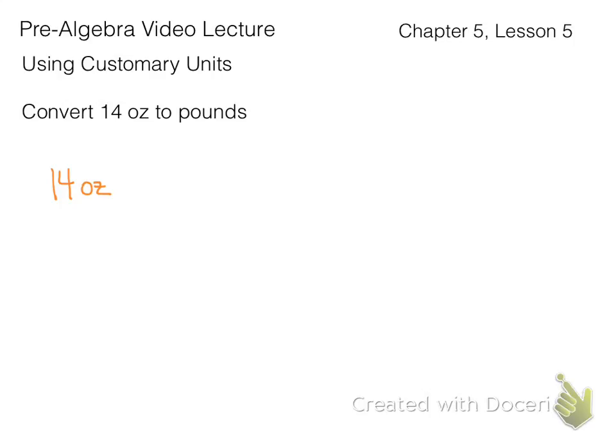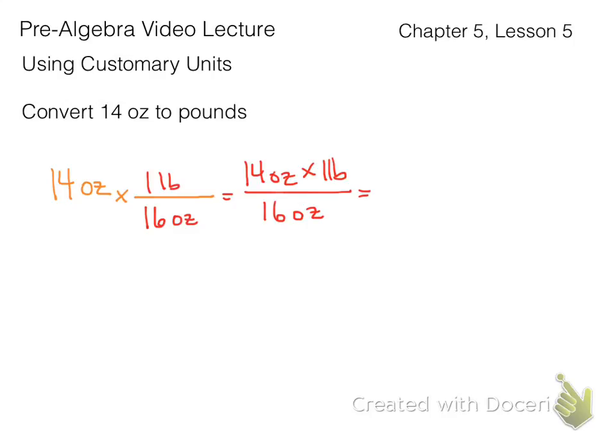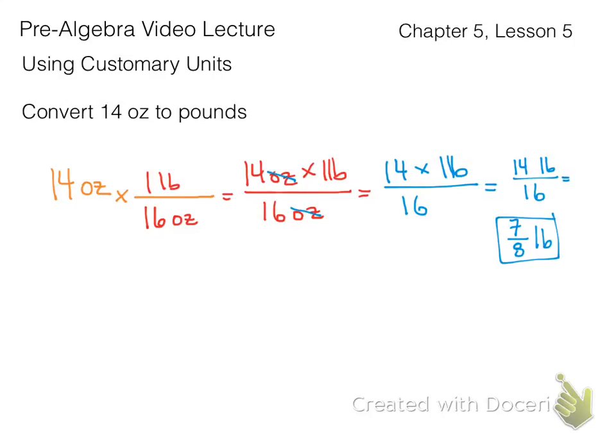Using customary units, we got to convert 14 ounces to pounds. Well, I know that there are 16 ounces in a pound from the previous problem. So 14 ounces times 1 pound over 16 ounces, because 1 pound is the same as 16 ounces. My ounces are going to cancel out, leaving me 14 times 1 pound over 16. 14 over 16 is equal to 7/8 pound.